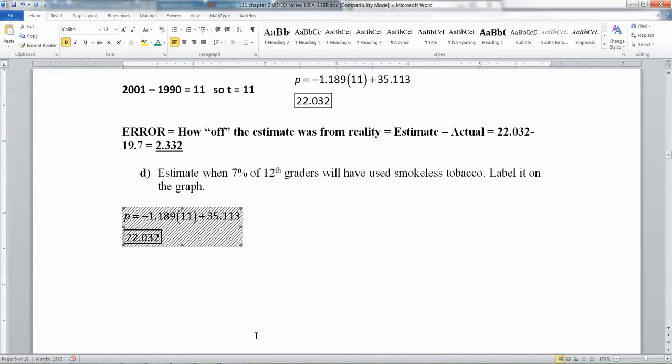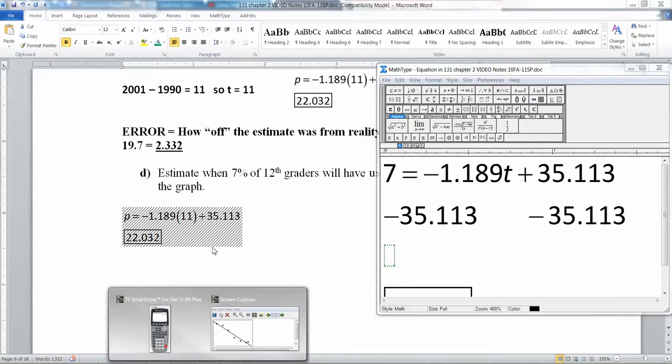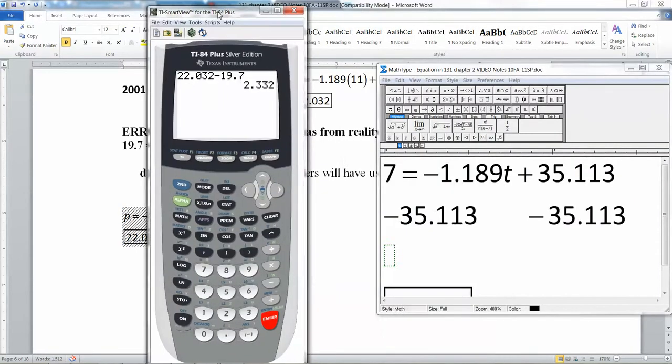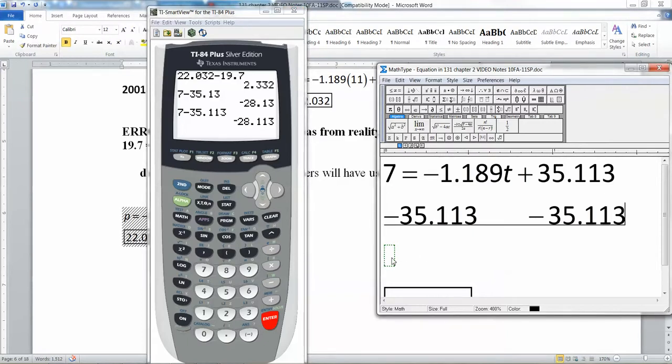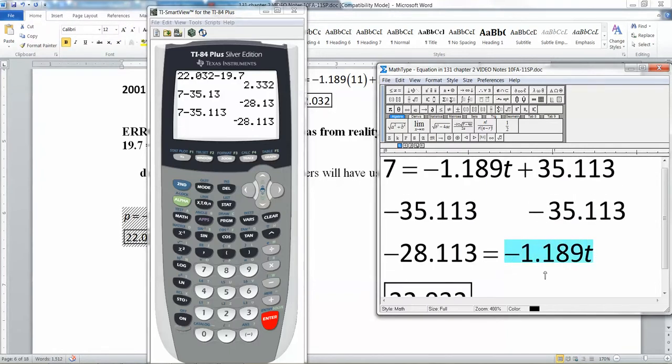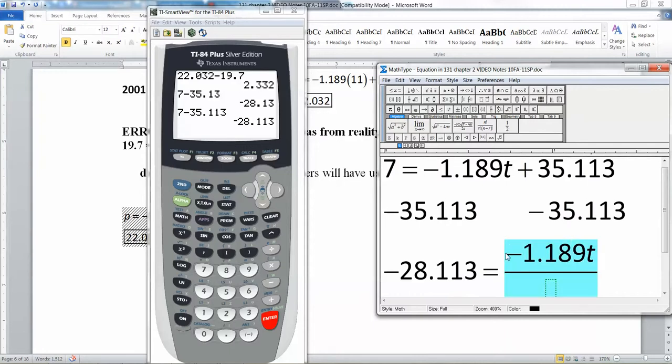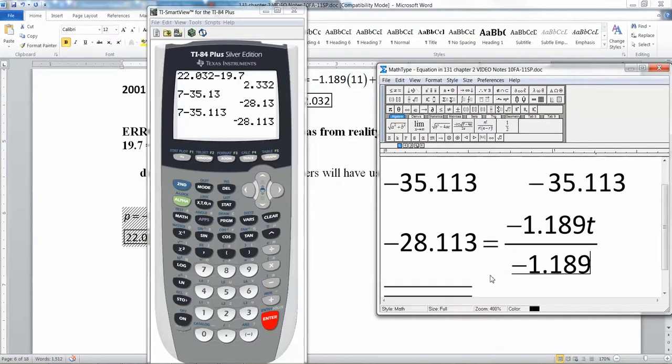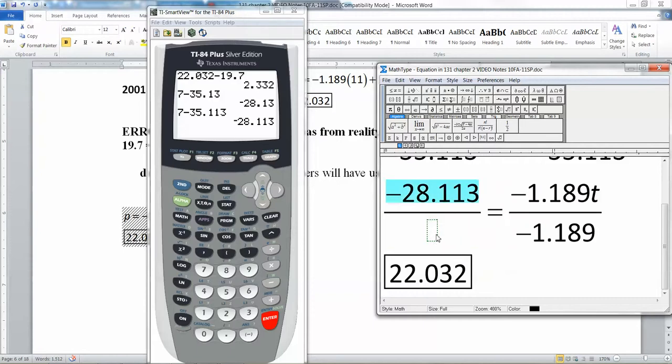So I'll need to take 7 take away 35.113. There we go. So it's negative 28.113. Let me put that in. Equals negative 1.189t. You want to get t by itself, so you're going to have to divide by negative 1.189. And of course, if you do it to the right-hand side, you have to do it to the left-hand side as well to keep things fair and equal.